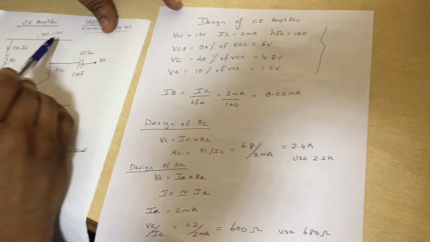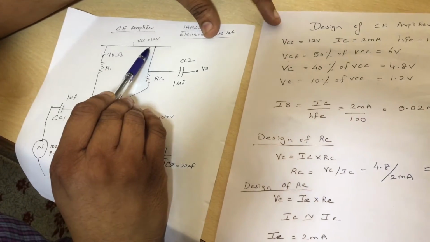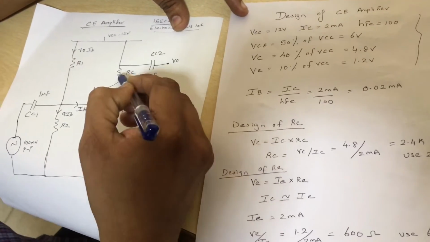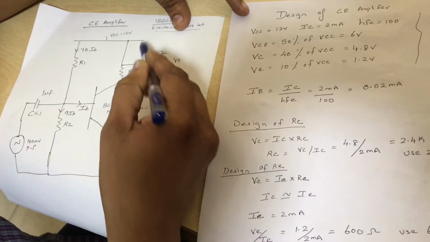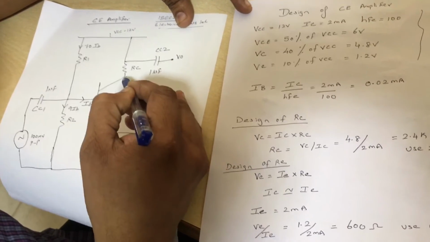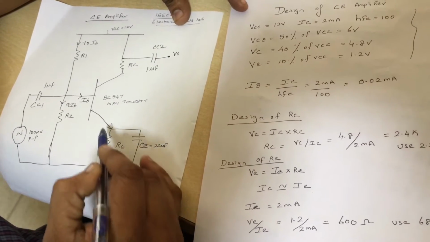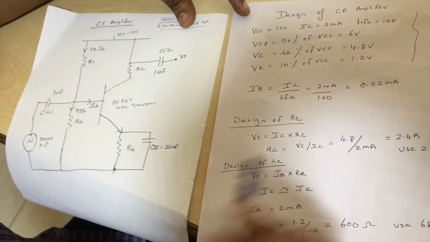So what I'm trying to say is, this is your VCC of 12 volts, the voltage drop across collector to emitter should be 6 volts, the voltage drop across the RC, from VCC to the collector, is 4.8, and the voltage drop across RE is 1.2 volts.